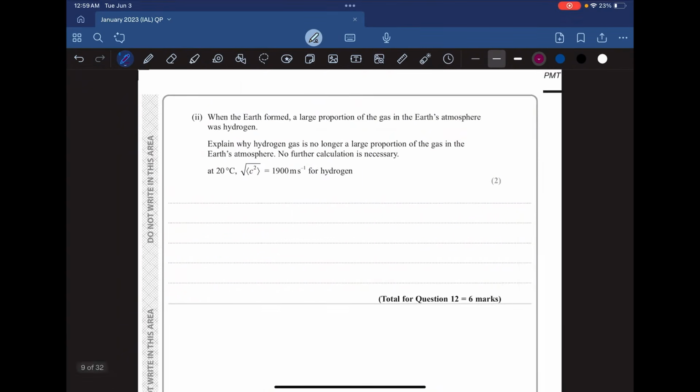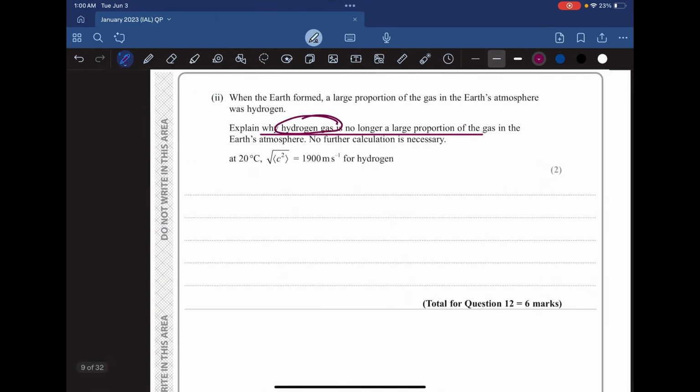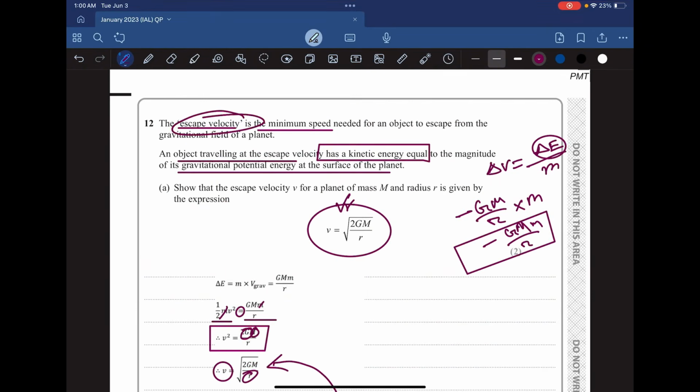Now moving on, in this question it says, when the Earth formed, a large proportion of the gas in the Earth's atmosphere was hydrogen. Explain why hydrogen gas is no longer a large proportion of the gas in the Earth's atmosphere. After reading this line, one thing should come into your mind: why is this hydrogen gas no longer in large proportion in the Earth's atmosphere? Maybe that hydrogen gas had an escape velocity. We are talking about the escape velocity in the first part, right?